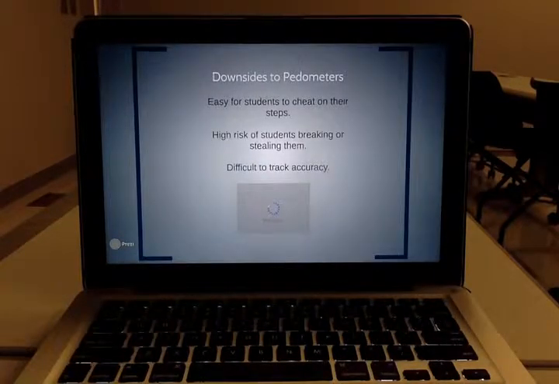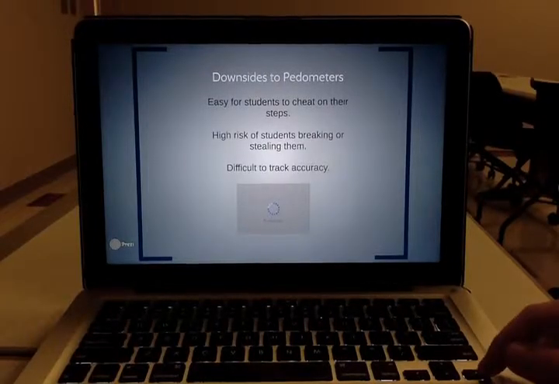The downsides to pedometers: they're easy for students to cheat on their steps. So again, it's kind of hard to monitor if the students are cheating or not. They just kind of have to be intrinsic about it and hope that they're being honest. High risk of students breaking or stealing them. Because they're low cost, students may not think it's a big deal if they just take it home, and they could fall off during an activity or while walking and you step on it and it's broken. And it's difficult to track accuracy. So again, that goes back to the first one. It's hard to tell whether or not someone's actually cheating if they do it by a minute amount, but if someone comes in and says they've walked 2 million steps in a day, obviously that's not going to be accurate.